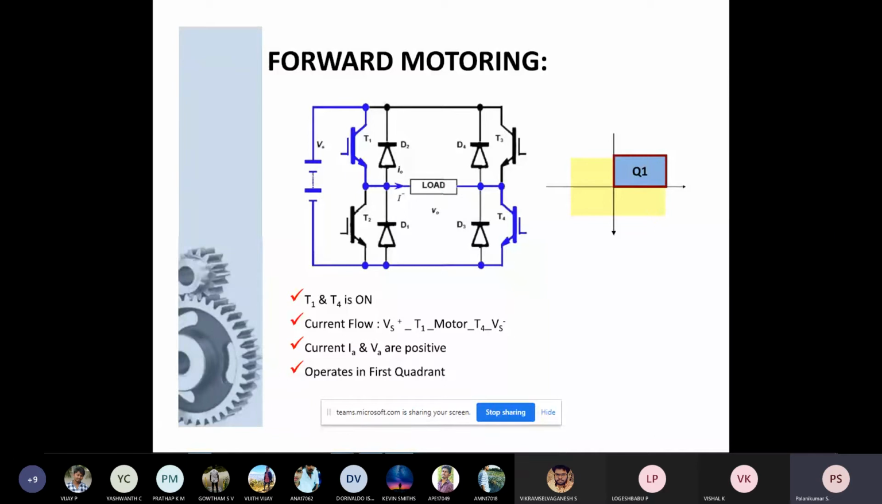Maybe you studied electrical machines, but you may not have studied all the power electronic converters in depth. That's the reason why I have given just an extract for the forward operation.